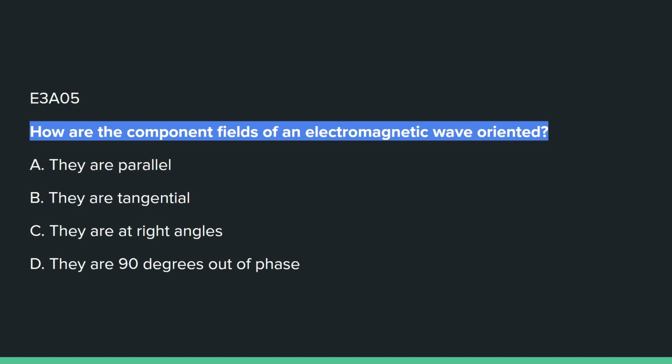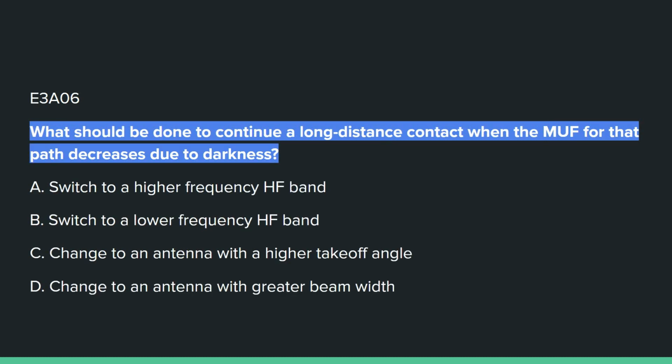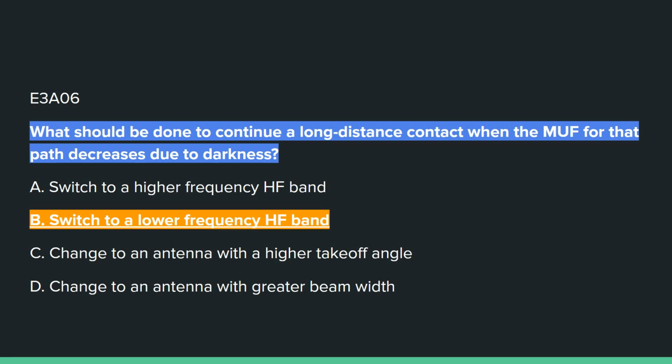E3A05, how are the component fields of an electromagnetic wave oriented? And it is C, they are at right angles. E3A06, what should be done to continue a long-distance contact when the MUF for that path decreases due to darkness? B, switch to a lower frequency HF band.